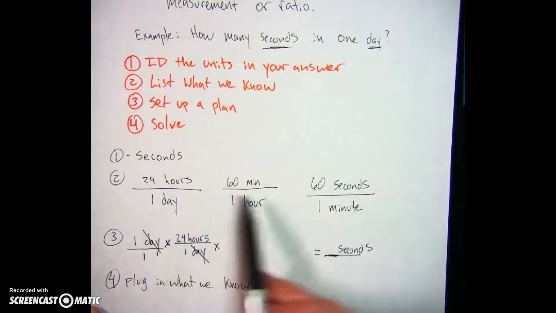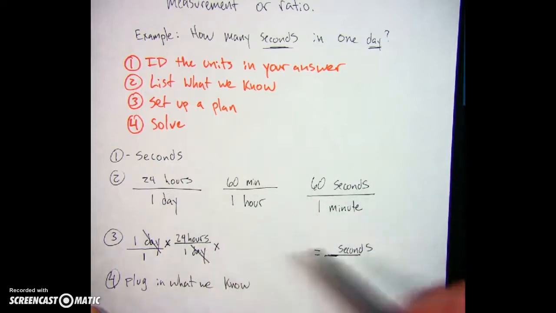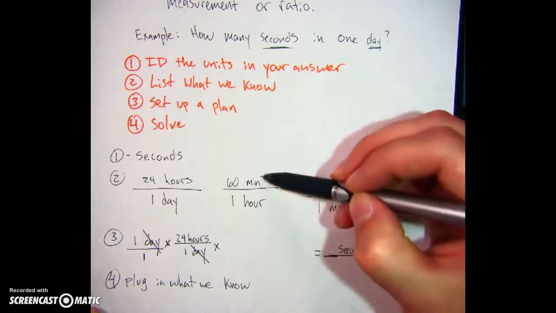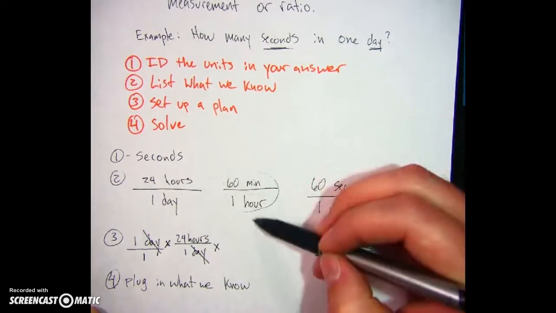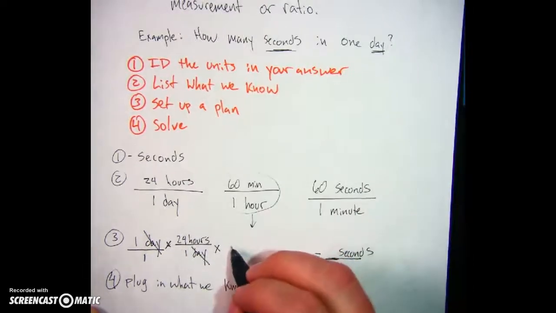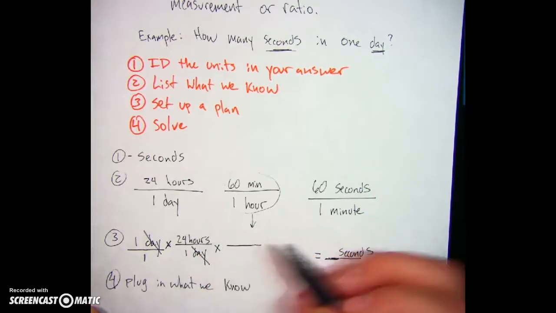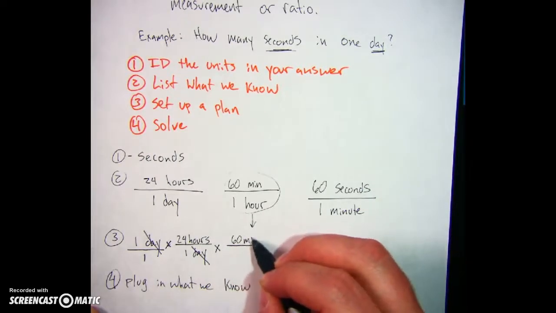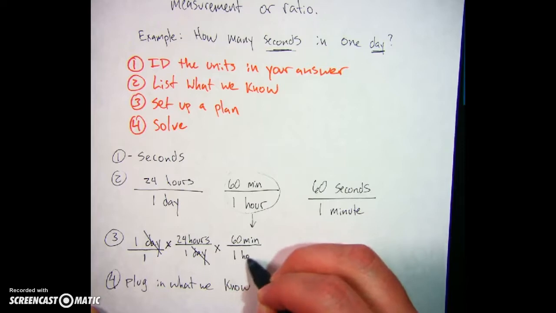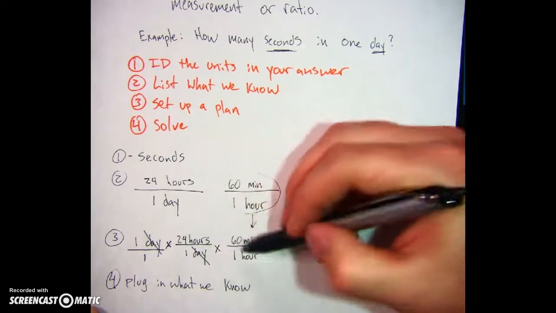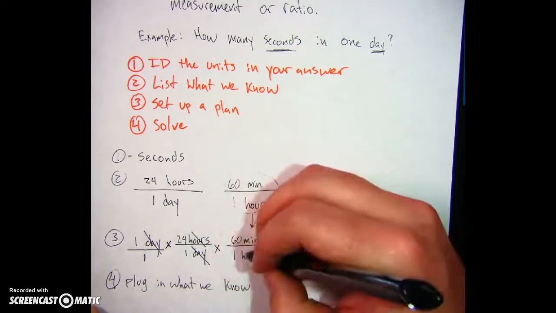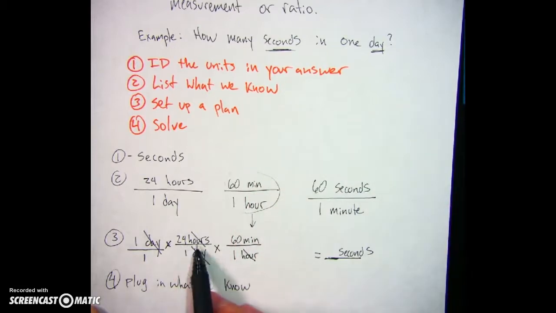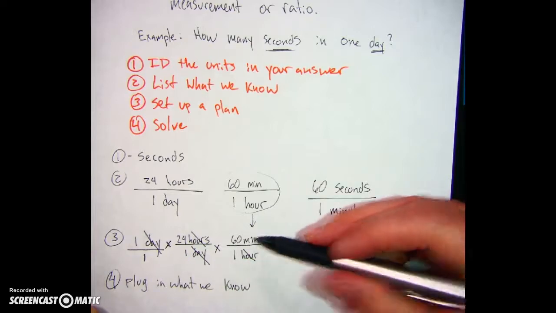Now I need to figure out which one of these is going to be next in order to get rid of hours, and it's going to be the second one. This one's going to go next because it has hours on the bottom, and I want to get rid of hours as the unit up here. So 60 minutes over 1 hour. Multiplying these two fractions together, the hours are going to cancel out. Notice the numbers stay. The unit of hours is going away. Now I've got minutes. I'm almost there.